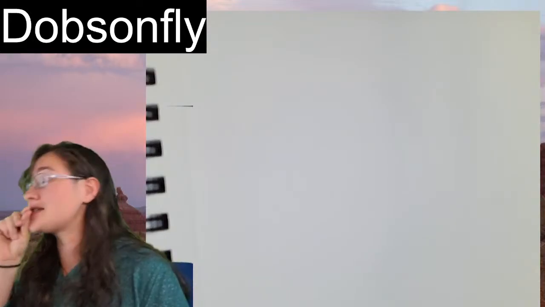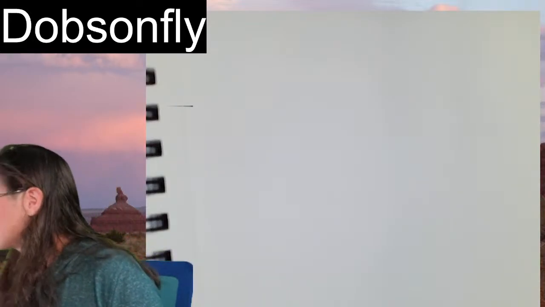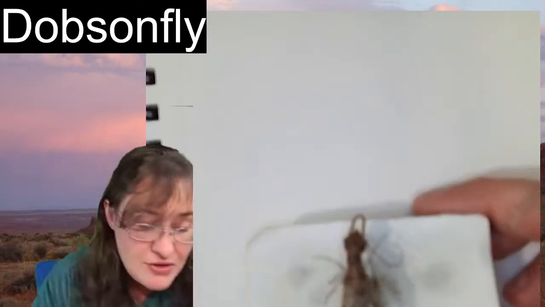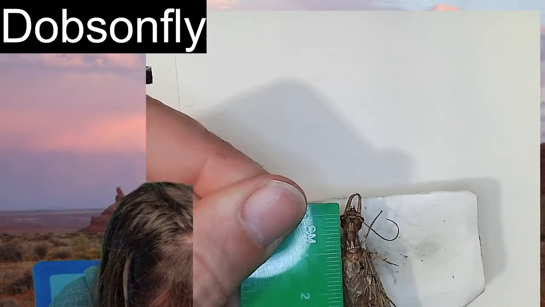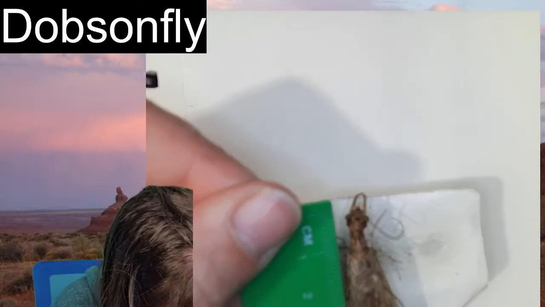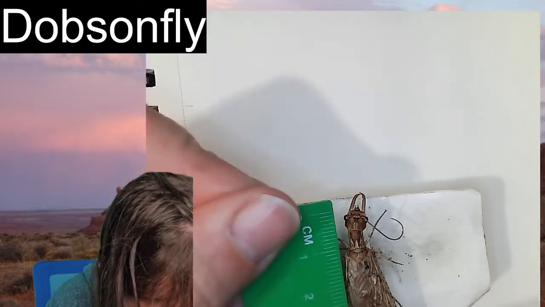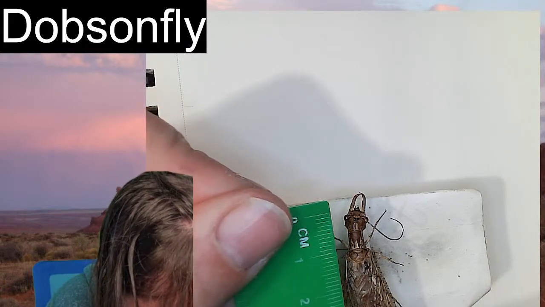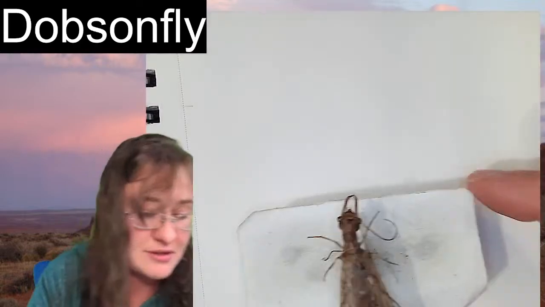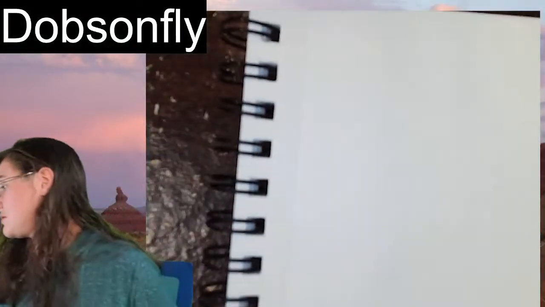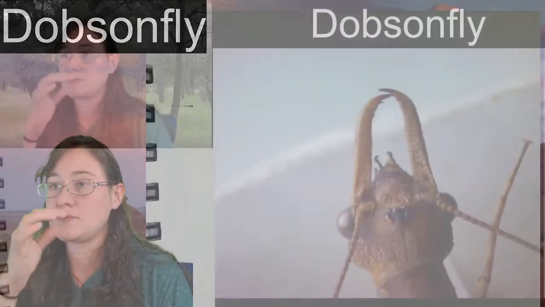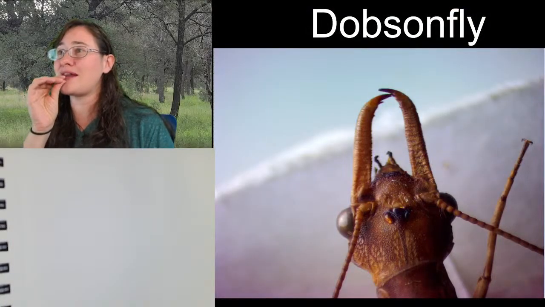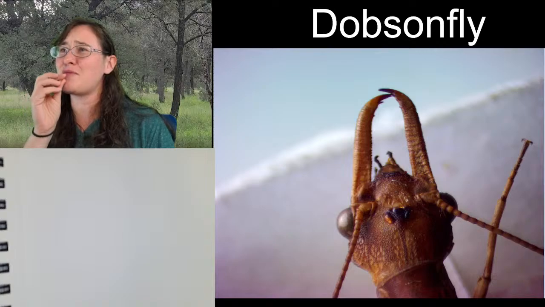Front of the head to the end of the abdomen. The abdomen is a little shorter than that. Let me give you a second. From the front of the head to the end of the abdomen, our specimen is about 4.8 centimeters. We're going to fix my specimen right now. Aw, that was before its antenna broke off.